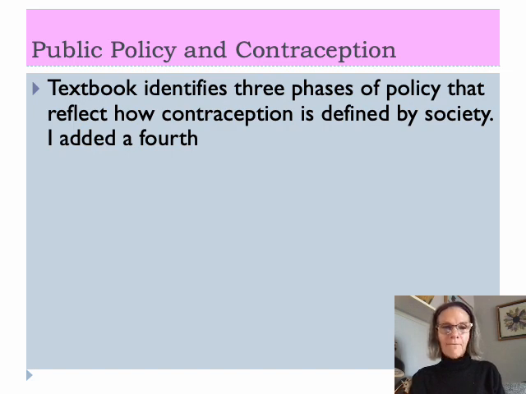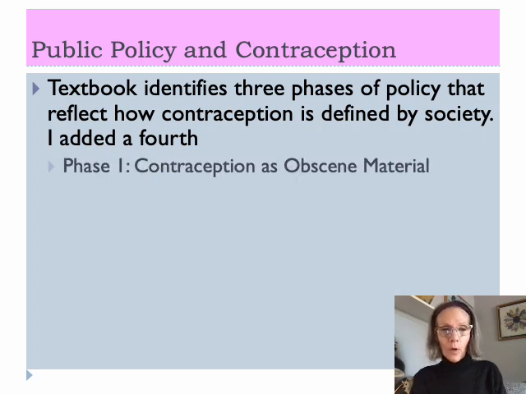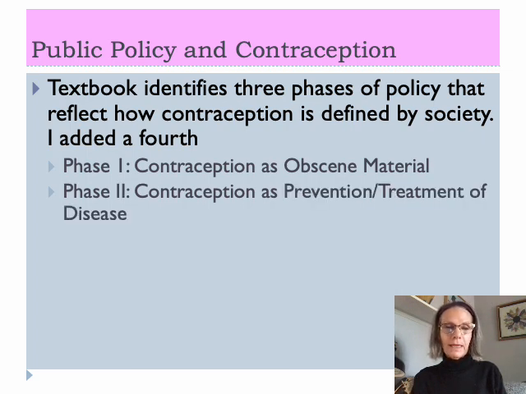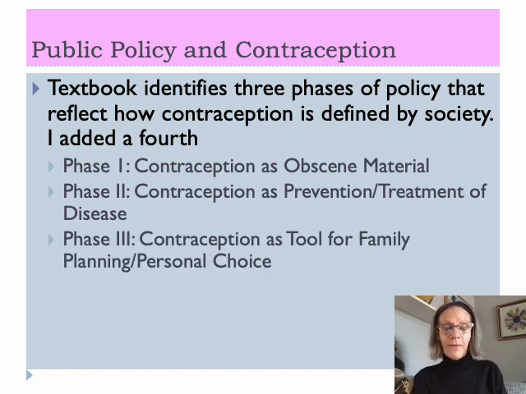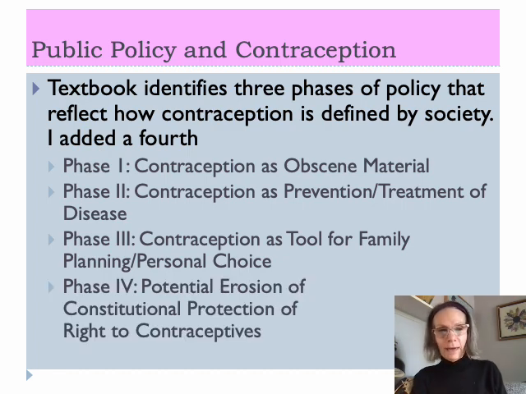Your textbook identifies 3 phases of public policy that reflect how contraception is defined by society. And because of recent changes, I've added a 4th phase, which we'll talk about just briefly in the lecture. Phase 1 is contraception viewed as obscene material by public policy. Phase 2, contraception as a preventative treatment of disease. Phase 3, contraception as a tool for family planning, personal choice. And phase 4, potential erosion of constitutional protection of the right to contraceptives. So let's take a look at these phases.